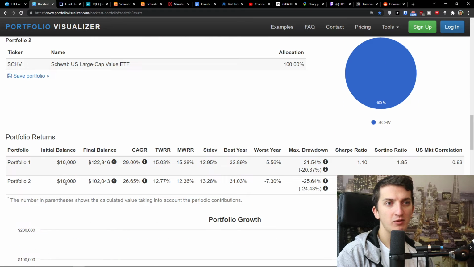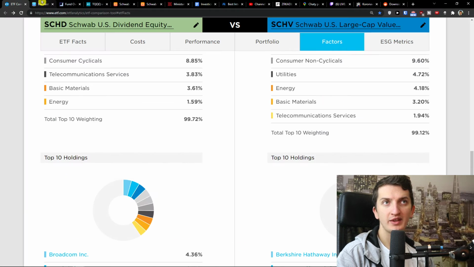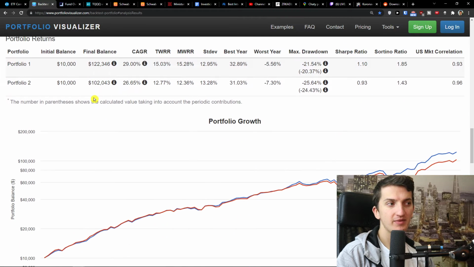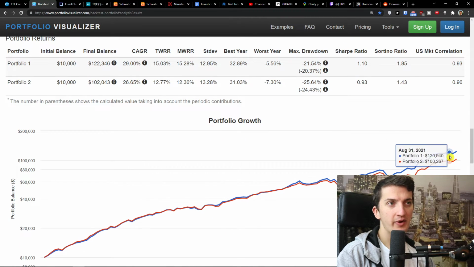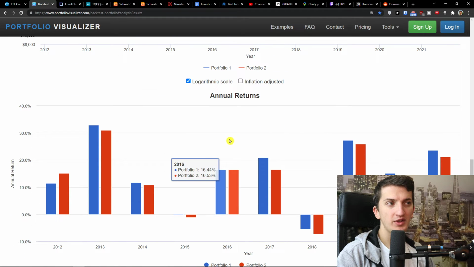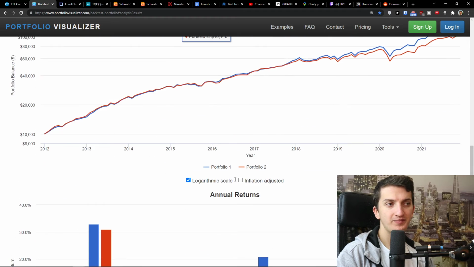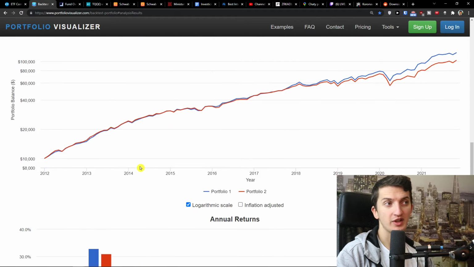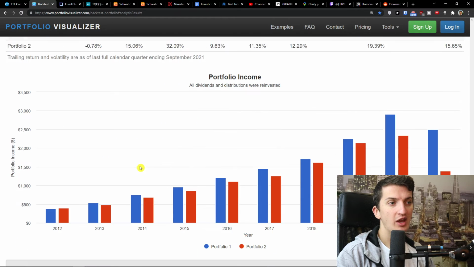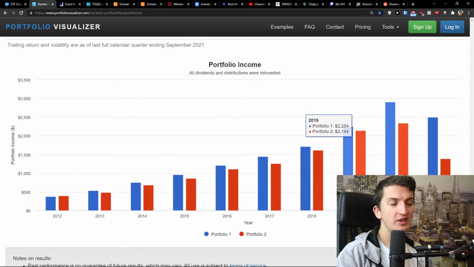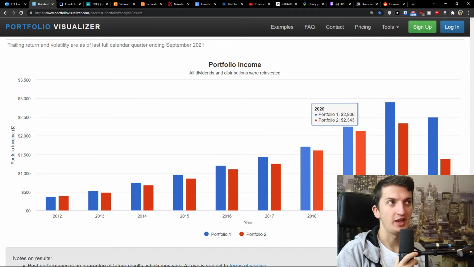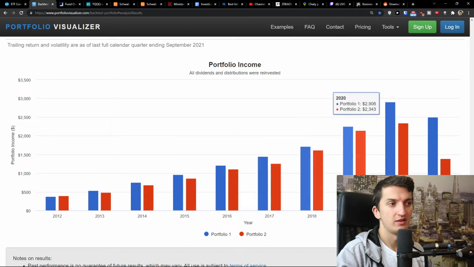What we can find is that you would have made $20,000 more with SCHD when we look to the past. You can see clearly right here. And you also see the performance here, that many times SCHD was outperforming SCHV. And $20,000 is a high margin. And when you look even at the dividends, you can clearly see that you would make more money with SCHD compared to SCHV. So that's another thing to know about.